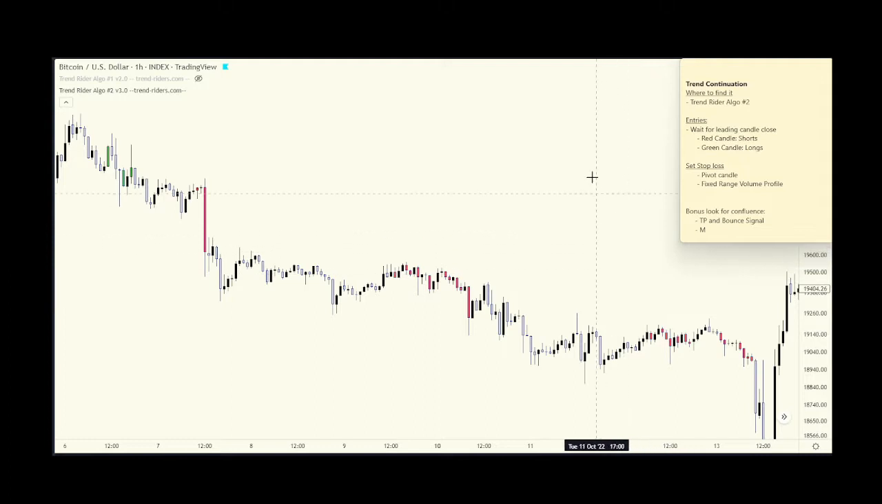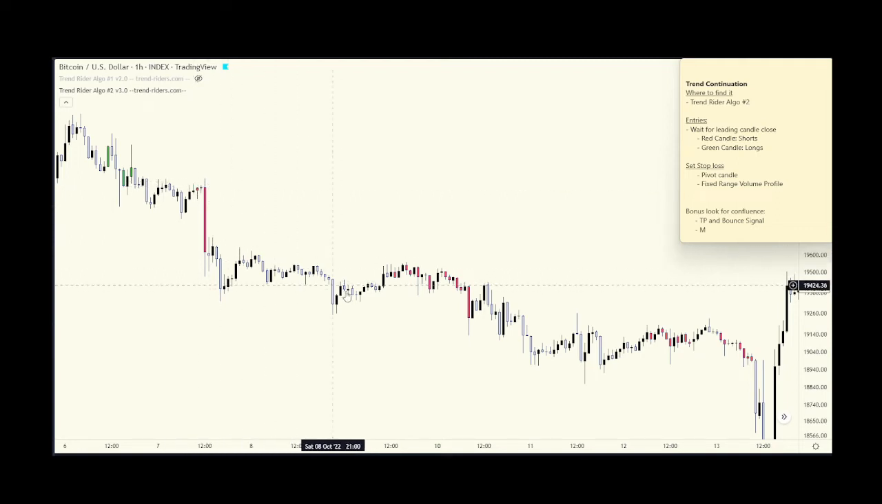Where to enter? Let's start with a short example. The first thing that we need is to wait for a leading candle. In this case, for shorts, we want a red candle. So we see the chart right here, and we have this first red candle. This is our leading candle for a short, and we should enter a short here.